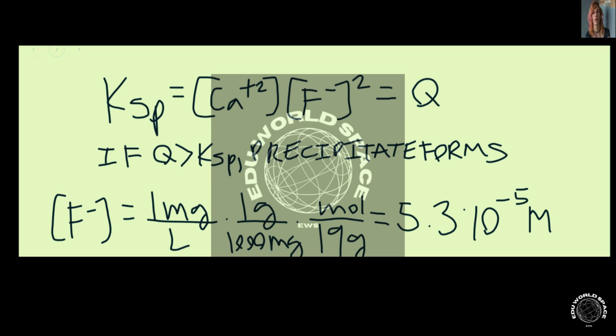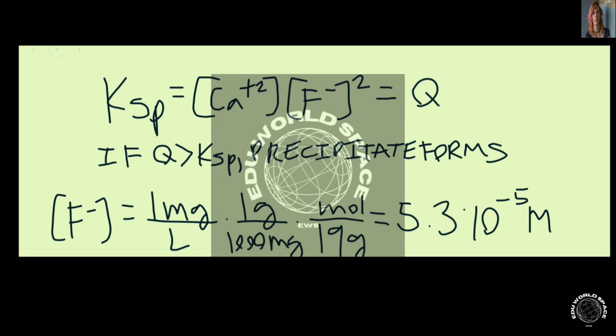So if Q is greater than our KSP, that's kind of a way of saying we have more ions in solution than we would at equilibrium, then our precipitate is going to form. So we know our KSP, and we know our inequality. We want Q to be less than or equal to KSP because we want to avoid our precipitate forming. And we know our fluoride ion concentration. And then we're just solving that inequality for the calcium ion concentration.